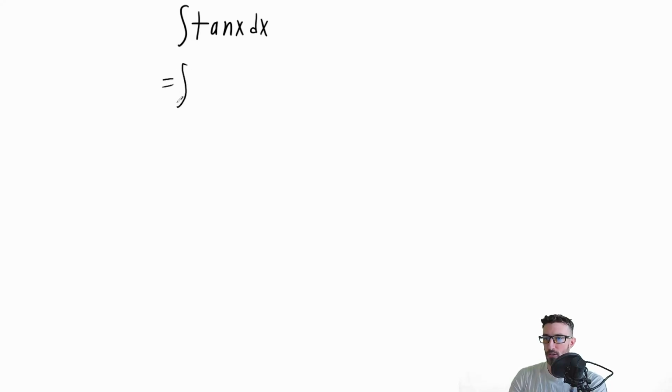To get the integral of tan, you're going to want to first replace the tan with sine over cosine. And then we're lucky that we can let the bottom be our u, and then our du is going to work out nicely, because what's the du? Well, it's going to be negative sine x dx.